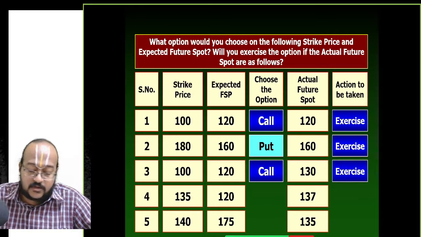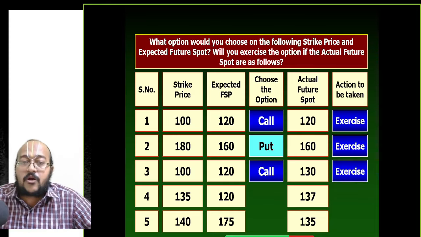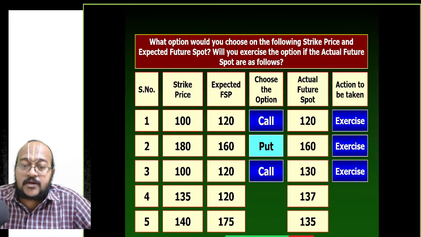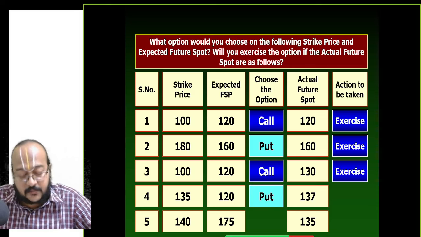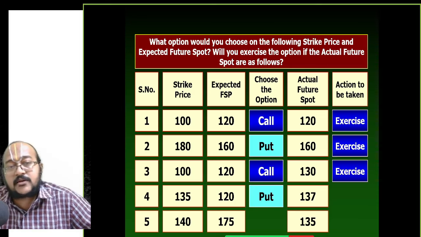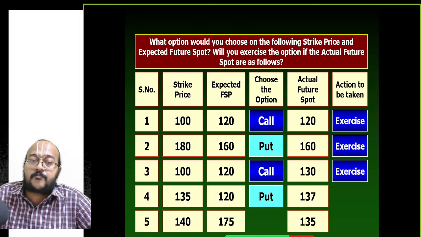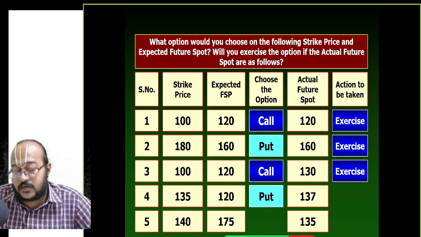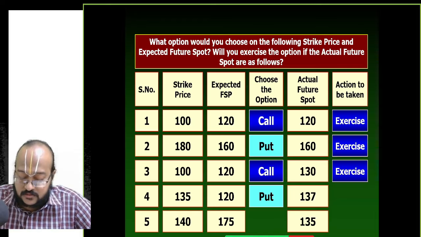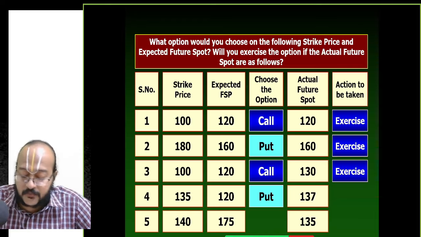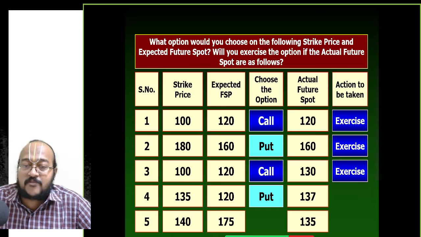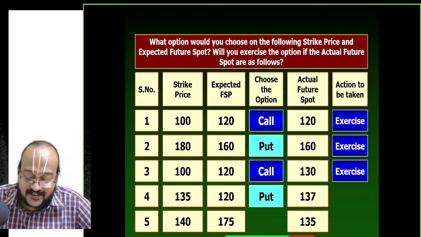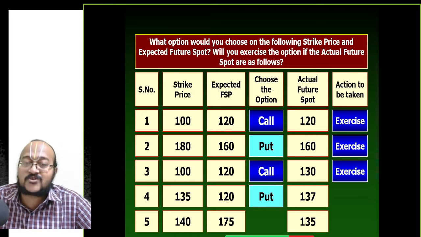Fourth day, Swamiji tells, no, the share price will drop. You need to take what option? He is expecting put option. Okay, 135 is the strike price. They are expecting the price to drop to 120. In that case, you will take put option. Now, what happened? Actual future spot price. Swamiji, wrong or right? Wrong. All the powers gone. 137. The price has actually increased.